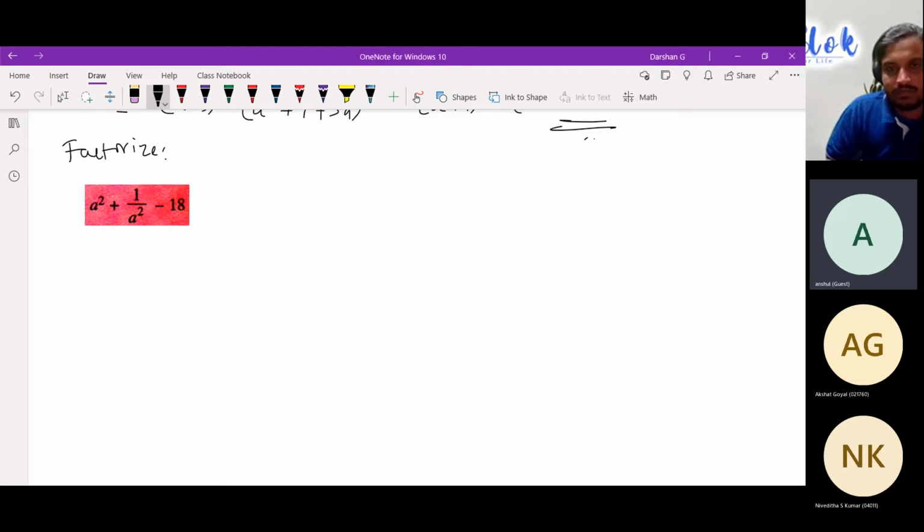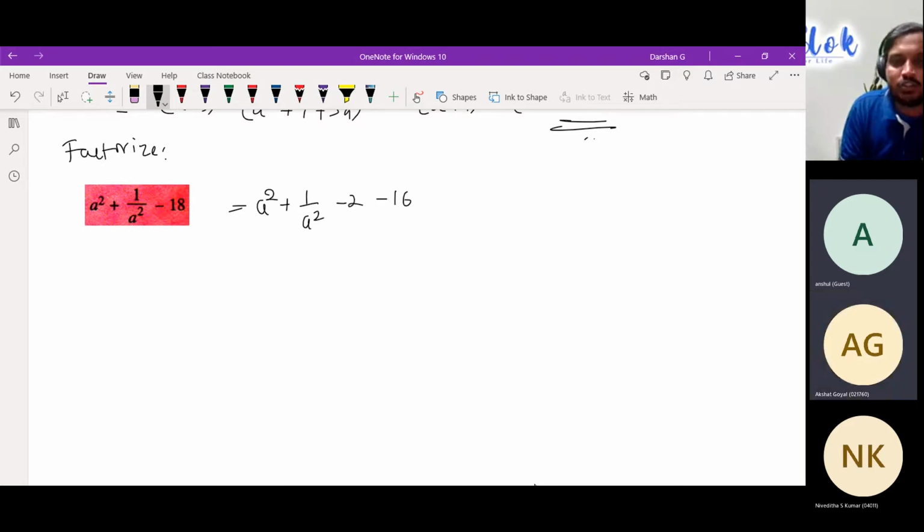Sir, I got the answer. Yeah. How will you write this one? That will be a square plus 1 by a square minus 2 minus 16. Yeah, we have to write it as minus 2 minus 16. Why should we write it as minus 2 minus 16? The first three terms can be (a minus 1 by a) the whole square, and the second is 4 square. Correct. So we have to see this part as b square.